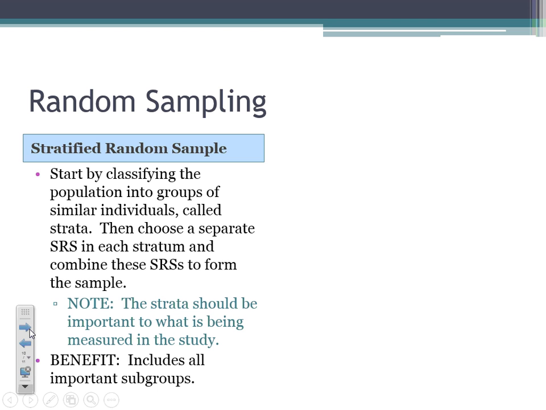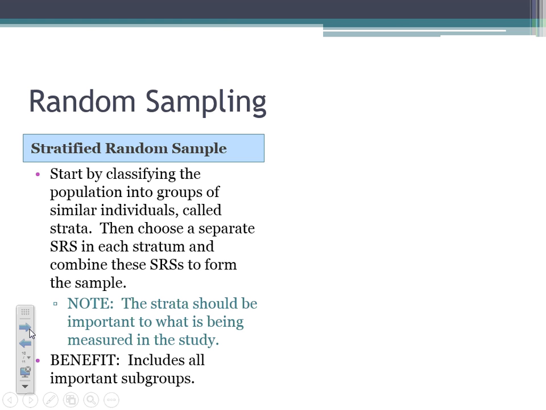The other two types of sampling are what we call a stratified random sample, which would be our second one. This is where we start out by taking a population and dividing it into groups of similar individuals. Then we choose an SRS within each of these groups and combine those to make our simple random sample.